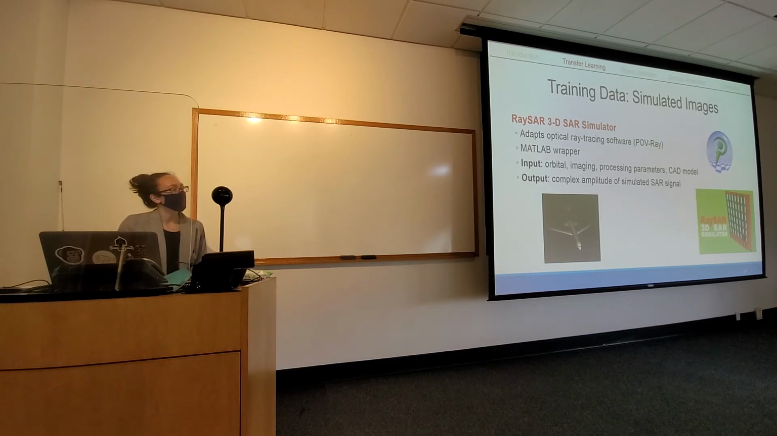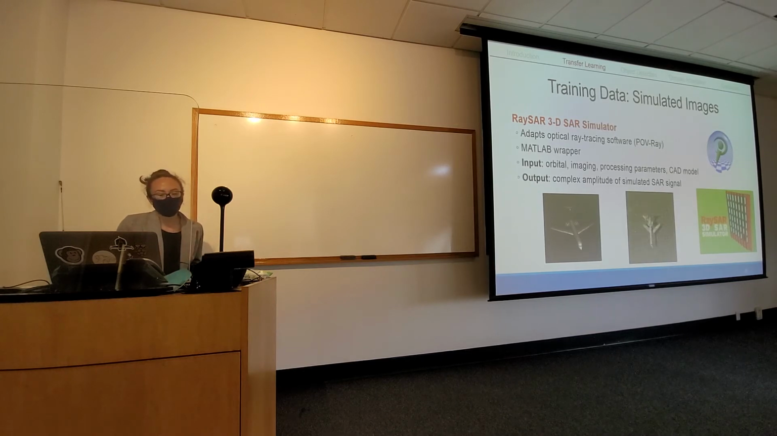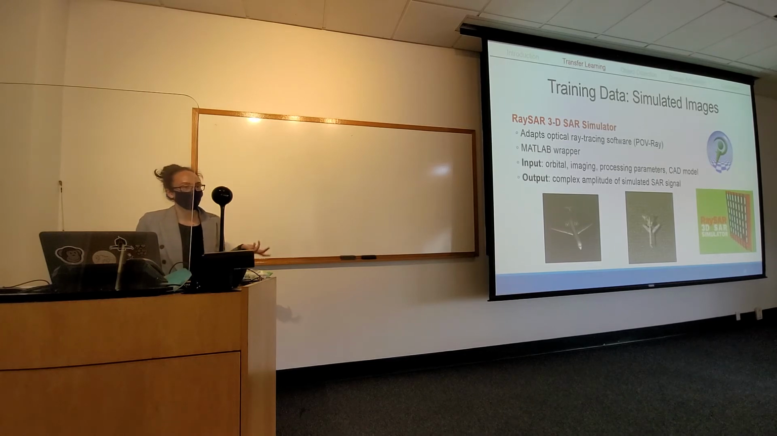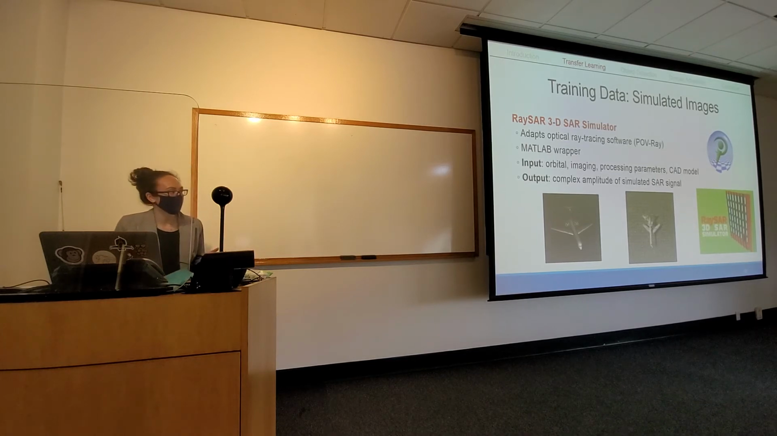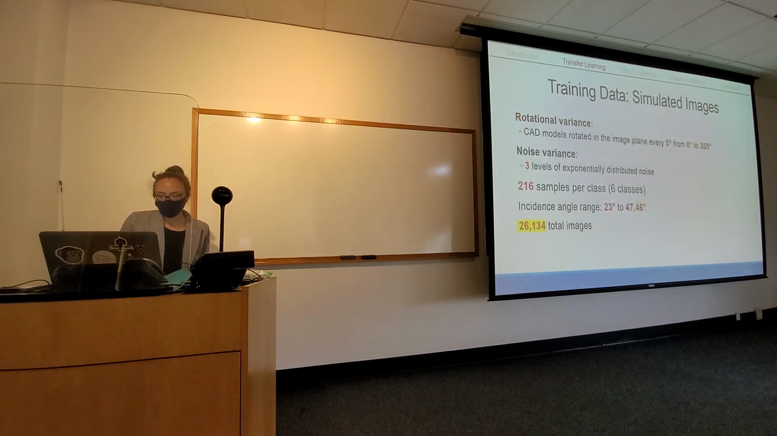So for example, we have a passenger jetliner. This comes from Trimble's SketchUp software, and that is input into this simulator, and then what is output is an image that represents the complex amplitude of the simulated SAR signal. So here we're able to see that it has understood the height of the aircraft, and there's a shadow, and there's some layover effect, and I'll get into that more a little bit later.